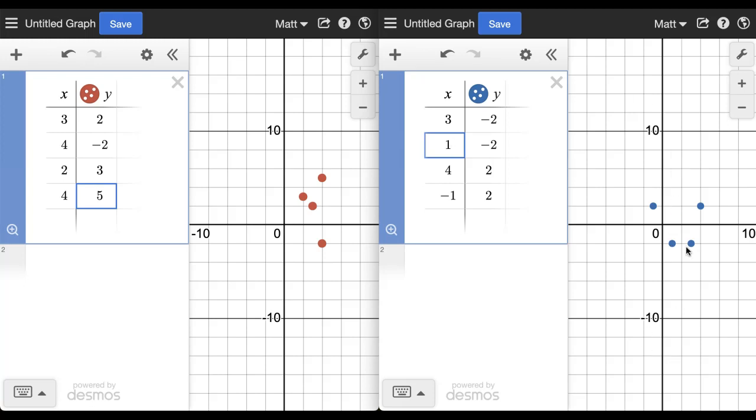Vertical line test, right, is going to prove that there's no vertical line that will actually go through two different points. So number 8 is a function. This one passes the vertical line test. Every x value is paired with exactly one y value.